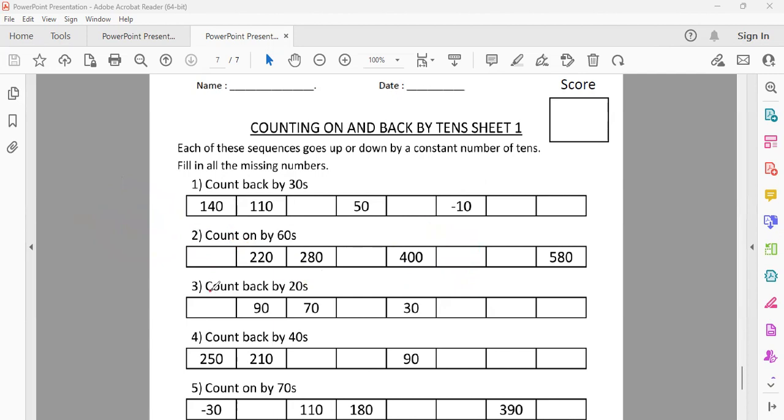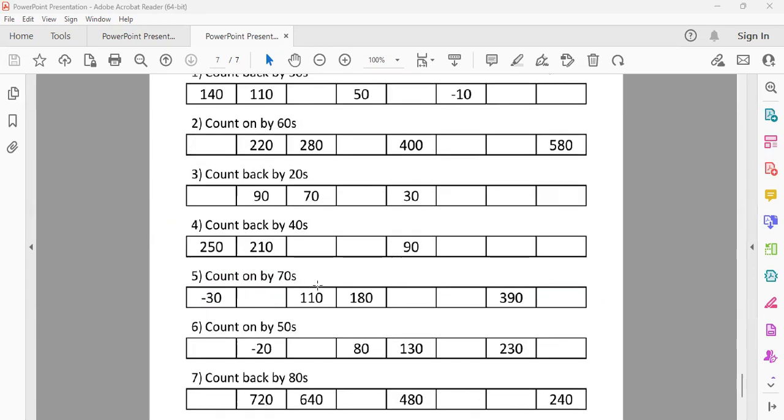Question number 3 is counting back. So remember, counting back means you are subtracting. So you go back 20 from 30, you'll reach 10. Minus 20, you'll reach 10. And from there on, you don't have to do because it goes into negative numbers, which is not in your syllabus. Now, again, we have a lot of count back questions here.